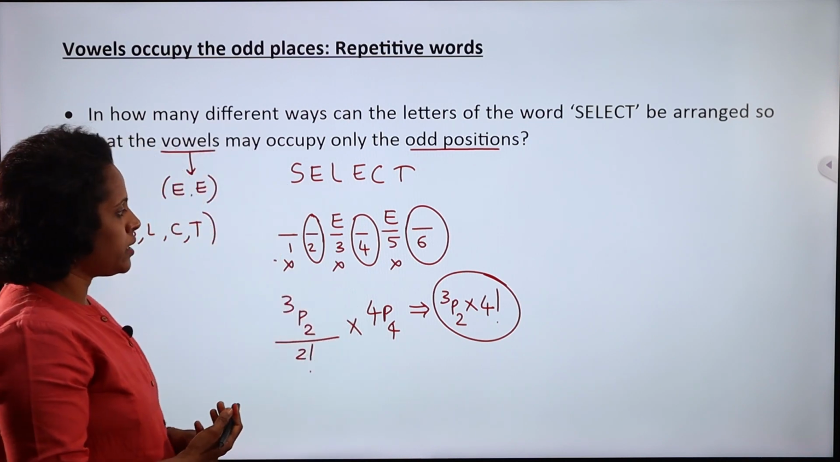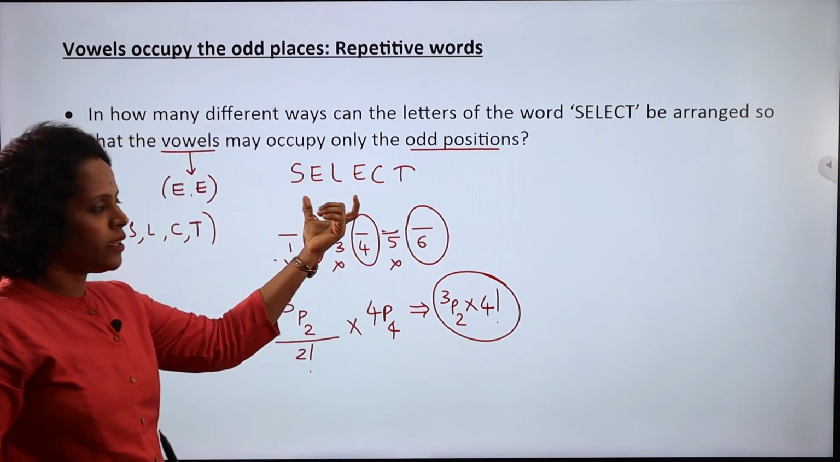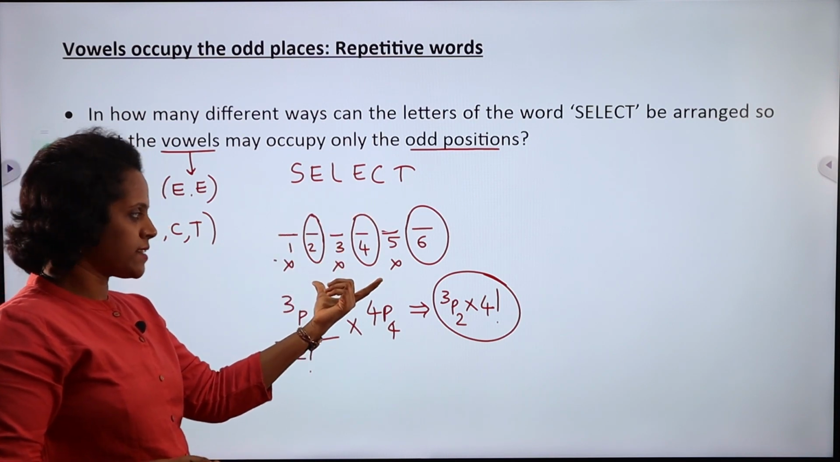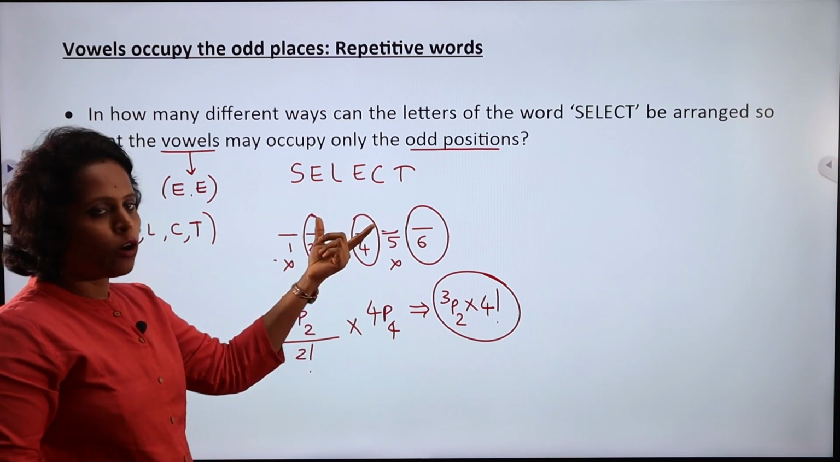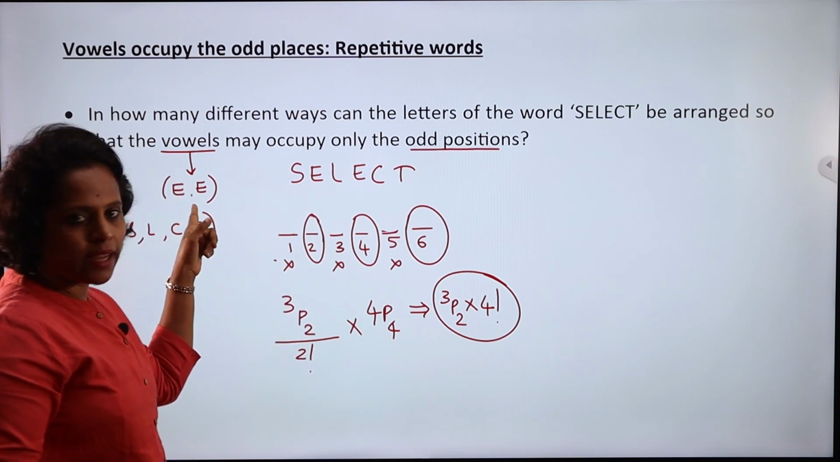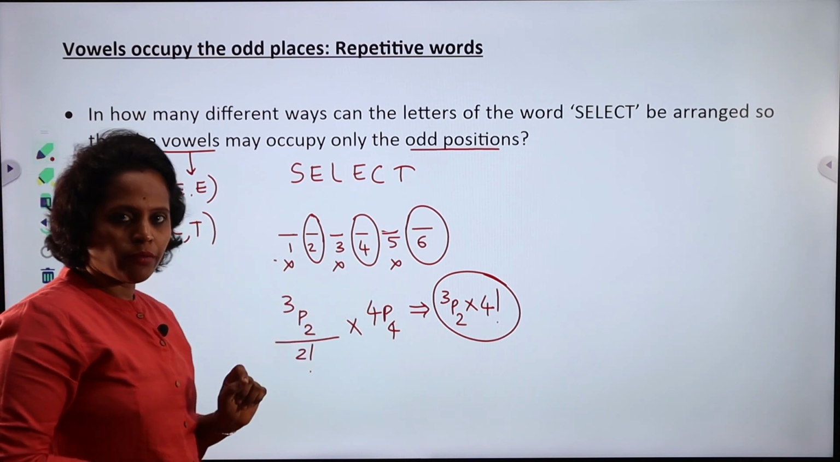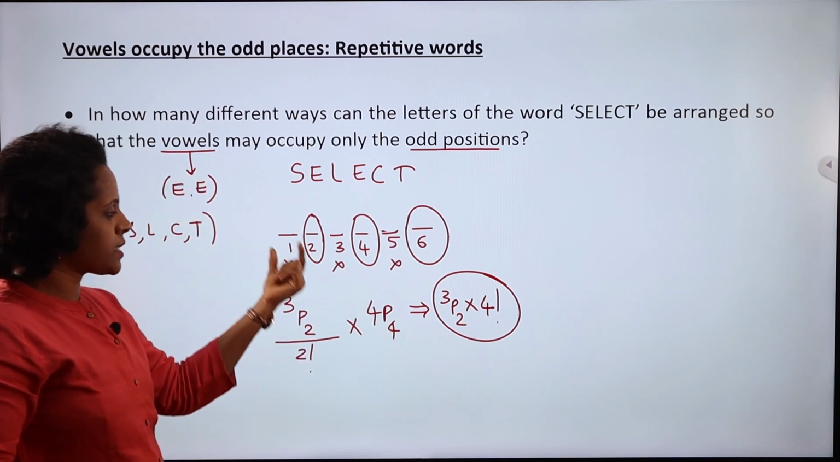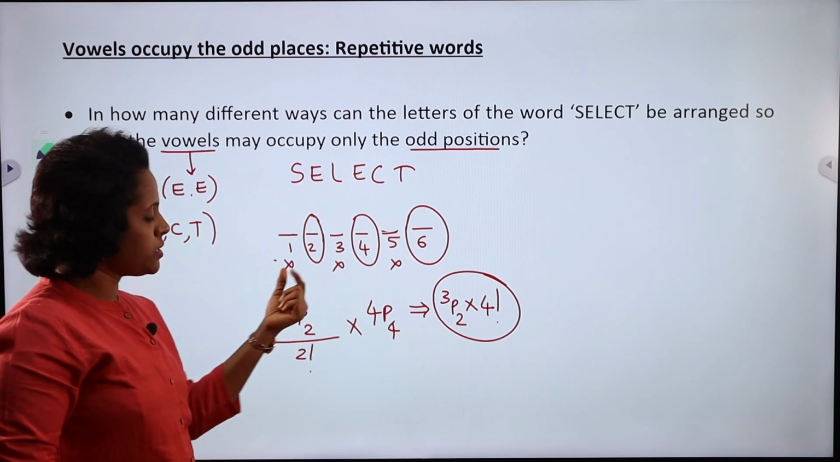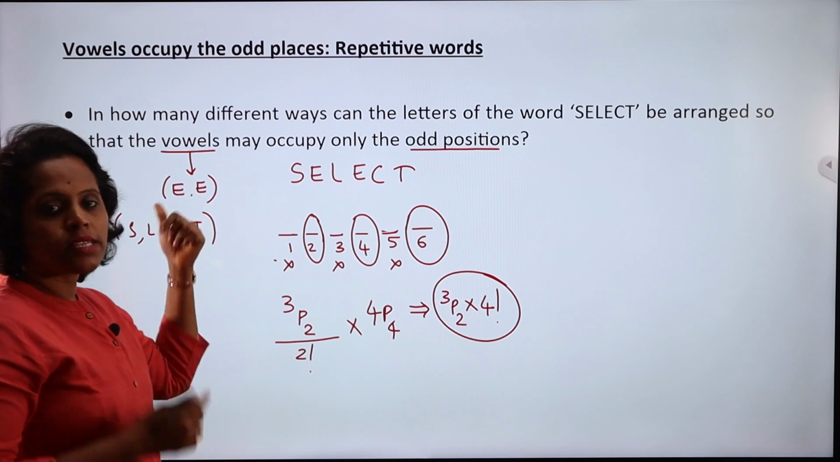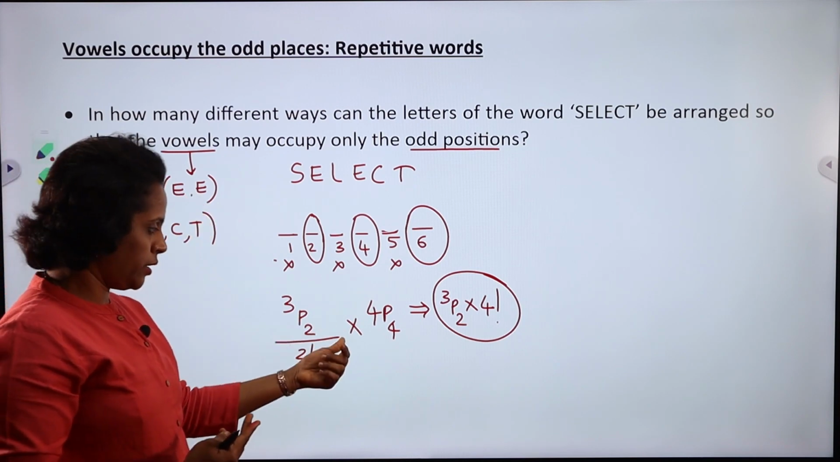Hope you understood this. Taking the word select, it is a 6-letter word, so I took 6 blanks. Vowels should occupy odd positions. What are the vowels here? Double E. What are the odd positions here? 1, 3 and 5. So the 2 vowels can be placed in 3 positions in 3p2 ways, divided by 2 factorial because E is repeated twice, into.